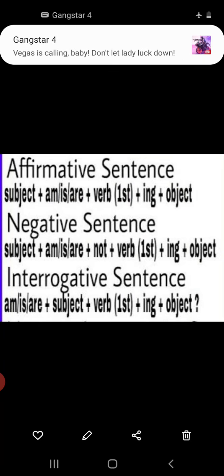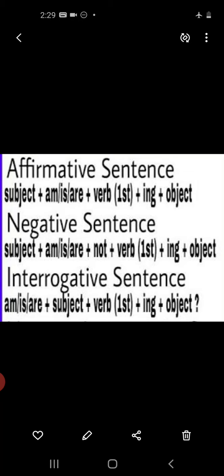For affirmative, we write subject plus am, is, are plus first form, then ing, and then object. If you want to make the sentence negative, then after the helping verb, we write not. Have a look at the structure. Subject plus am, is, are plus not plus first form of the verb plus ing. If you want to make the sentence interrogative, then we have to put these helping verbs before the subject. So the structure will be am, is, are plus subject plus first form of the verb plus ing, then object.